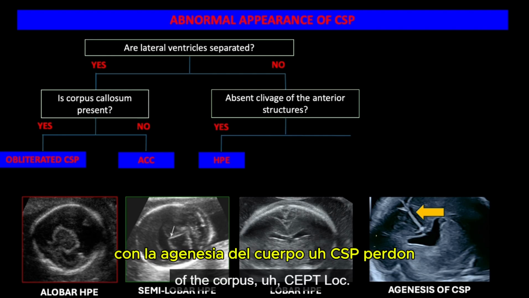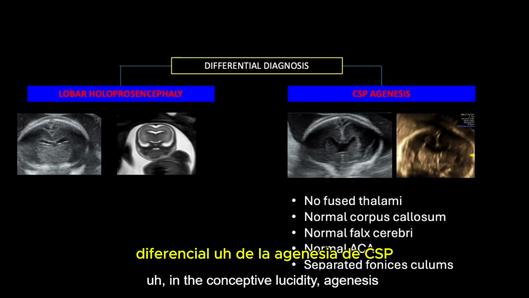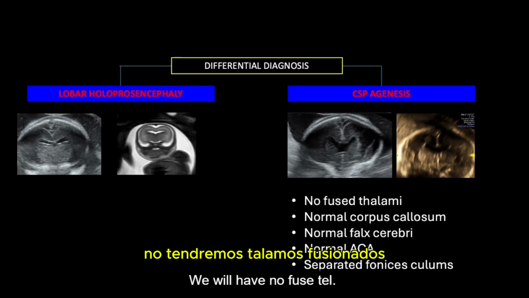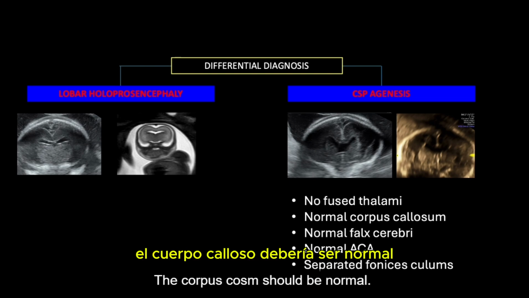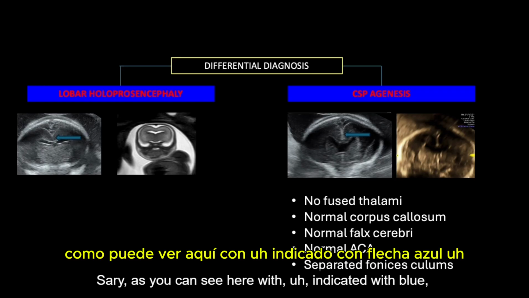But not so easy is the diagnosis of lobar holoprosencephaly, which goes into the differential diagnosis with agenesis of the cavum septi pellucidi. So how can we do this differential diagnosis? In cavum septi pellucidi agenesis, differently from lobar holoprosencephaly, we will have no fused thalami. The corpus callosum should be normal. We will have a normal falx cerebri, as you can see here, indicated with the blue arrow.